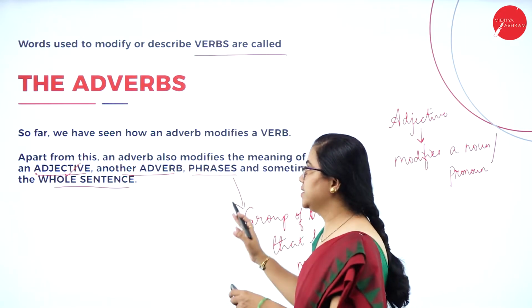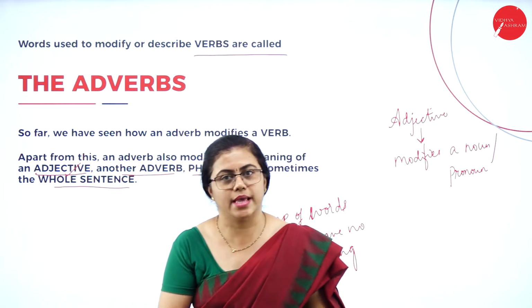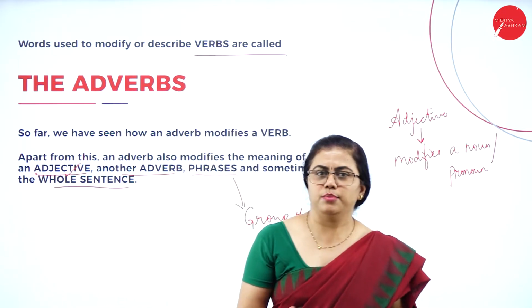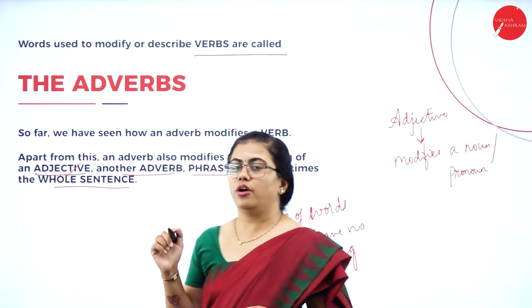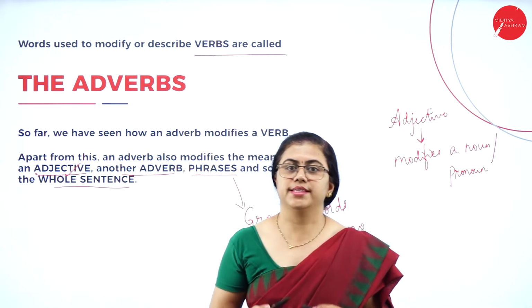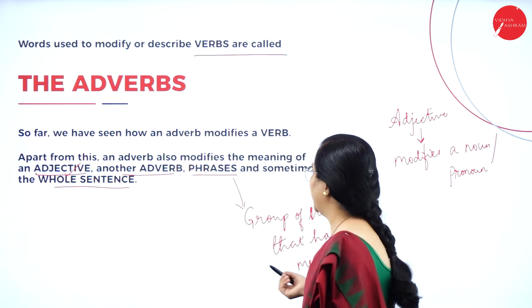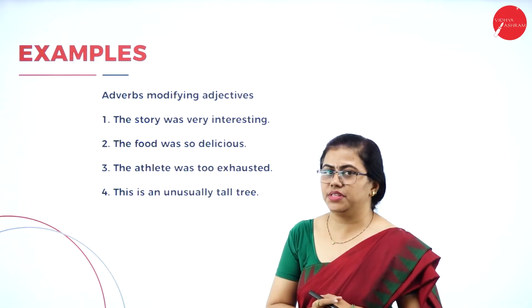Fine. So this we have additionally known now. We have to see a few examples, because only by reading the definition I am not able to understand. So let us go for a few examples one by one. Let us see first how the adverb modifies an adjective. So let's begin now. Here you can see, first let us identify the adjectives in these sentences.